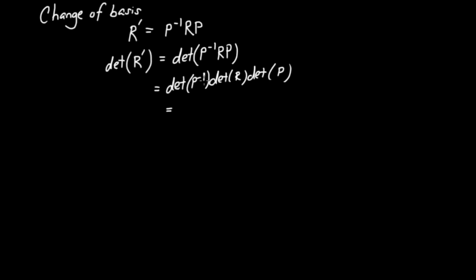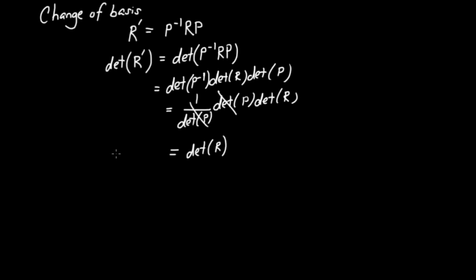What's the determinant of P inverse? Well, that's 1 over the determinant of P. Then we have the determinant of P times the determinant of R. Those are scalars, so I can just commute. Those are reciprocals, and we're left with, on the right-hand side, the determinant of R is equal to the determinant of R prime.